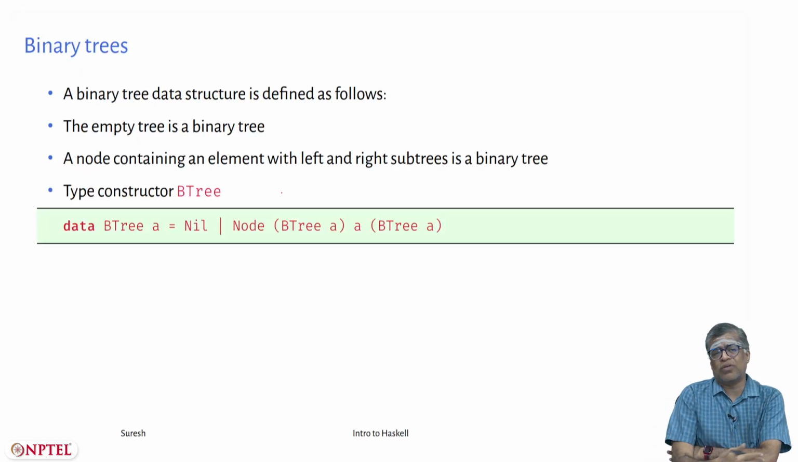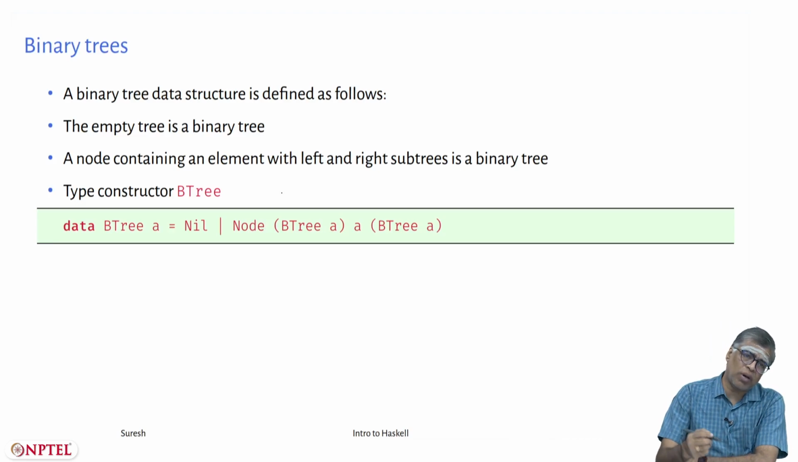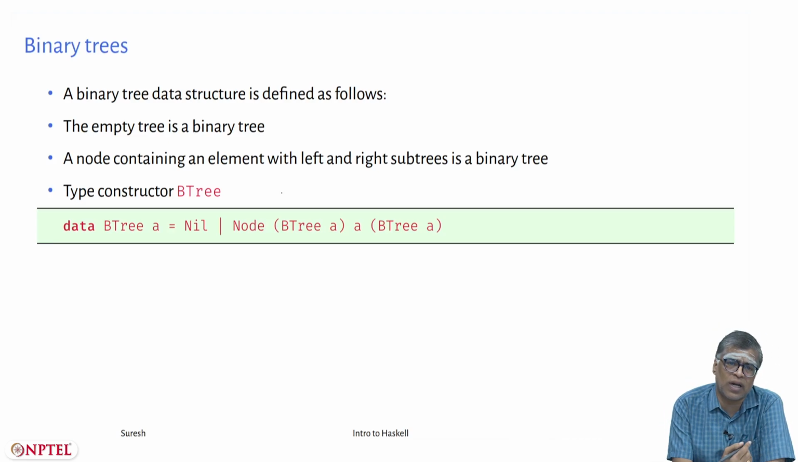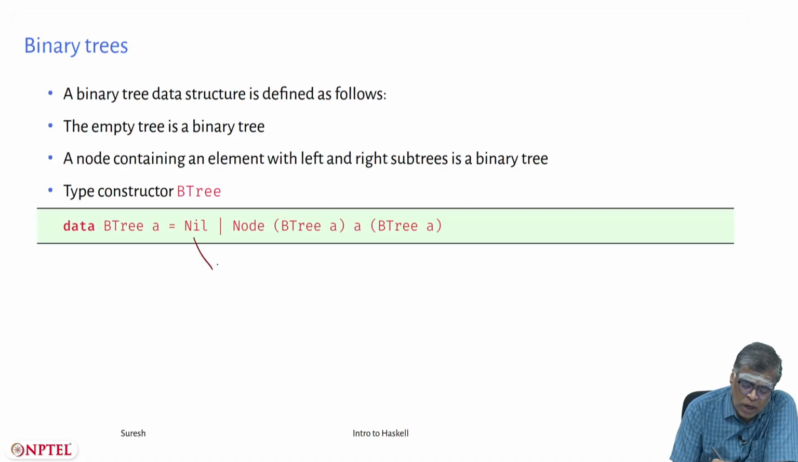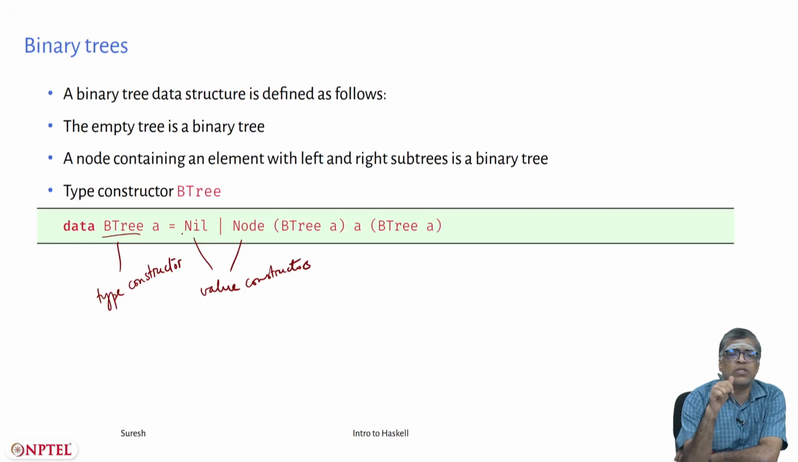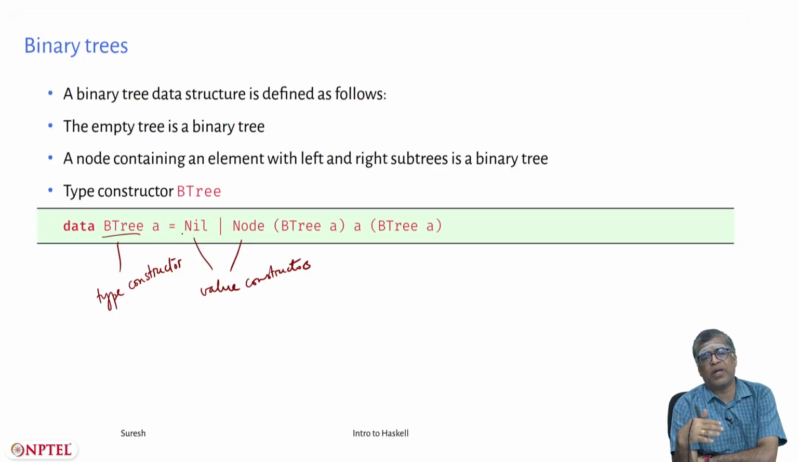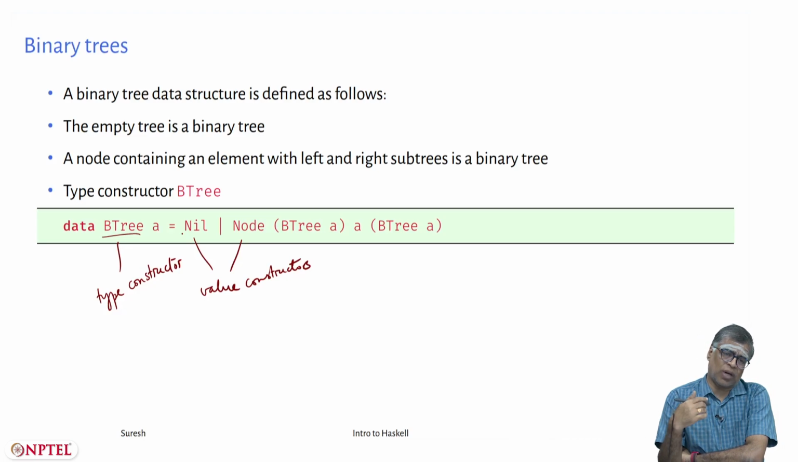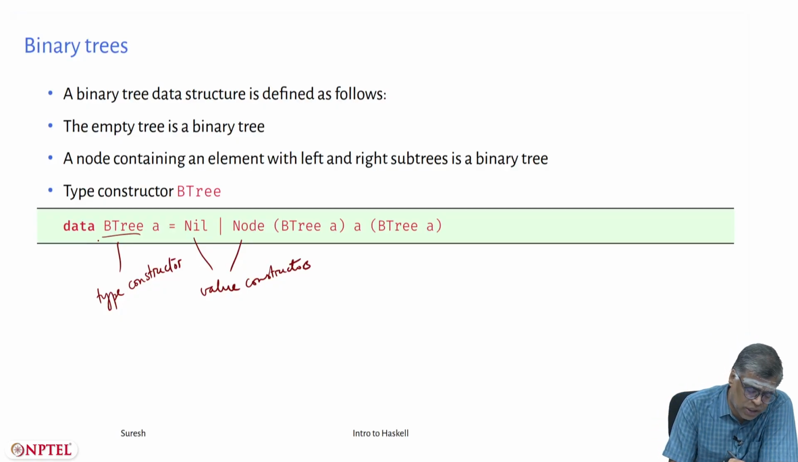So how do you render this inductive definition in Haskell? Quite simple. We have already seen how to define data structures with multiple constructors, etc. Nil and node are two value constructors. And BTree is a type constructor. There is no necessity that you should only have binary trees consisting of integers or binary trees consisting of real numbers or whatever. You could have any type whatsoever there. No matter what your type is, this is a collection data type. So you can also think of it as a collection.